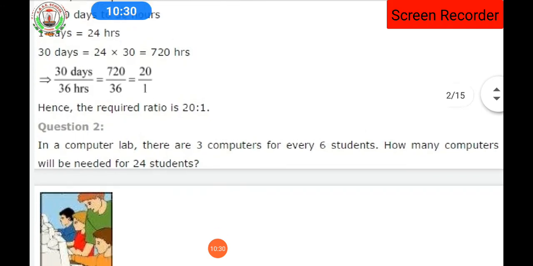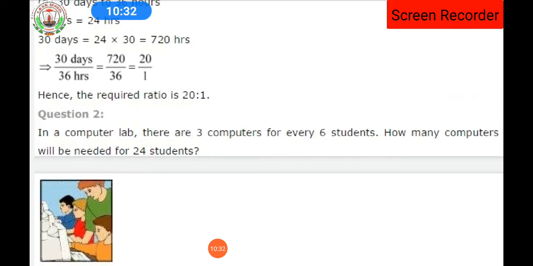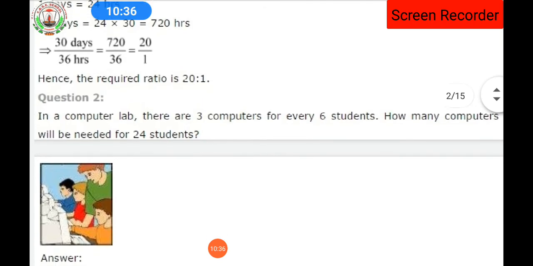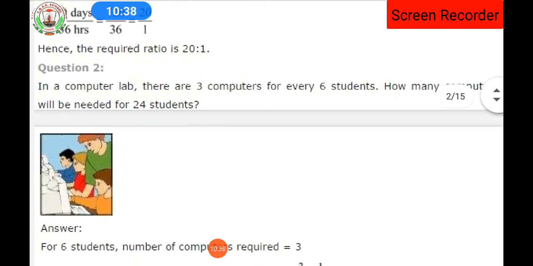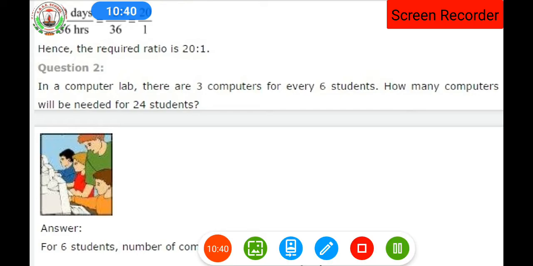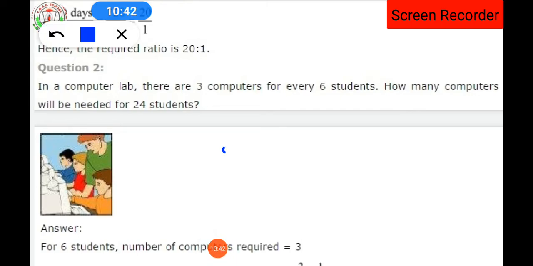Clear? Moving towards the second part of the question: in a computer lab there are 3 computers for 6 students. So here, 3 computers for how many students? We have 6 students. That means one computer is for 2 students. That's why 2 computers are for 4 students, and hence 3 computers for 6 students will be there.